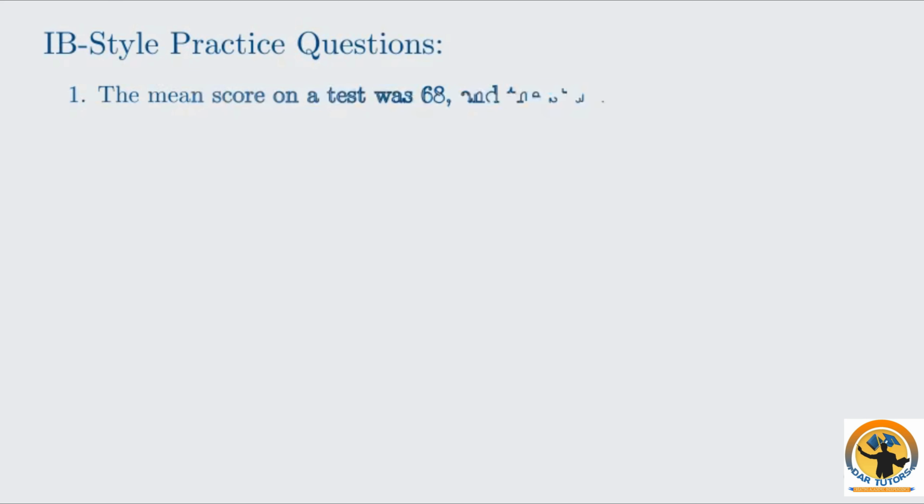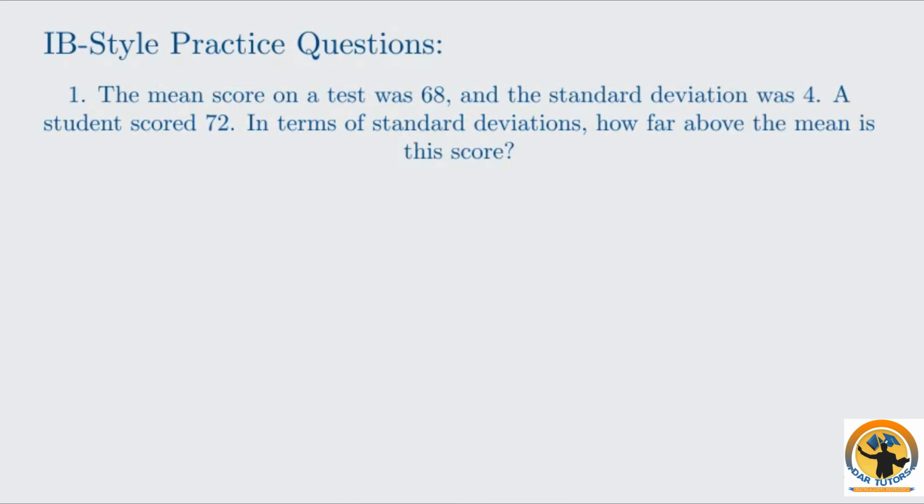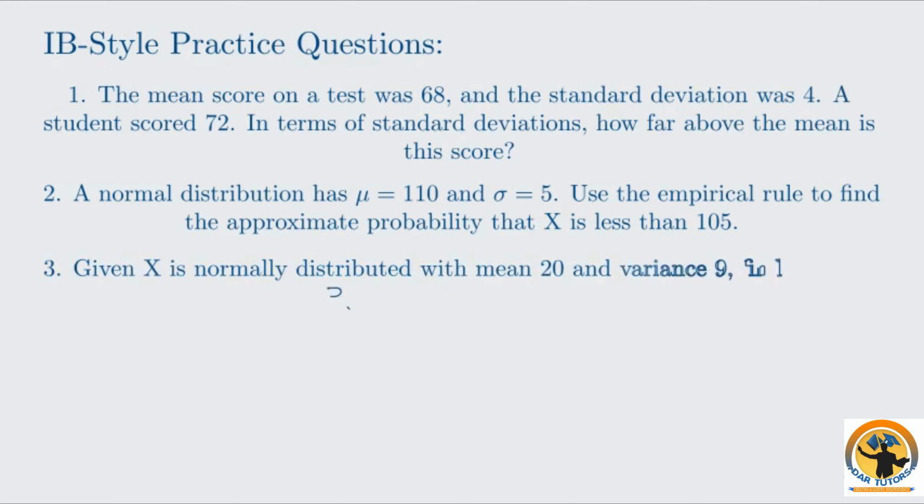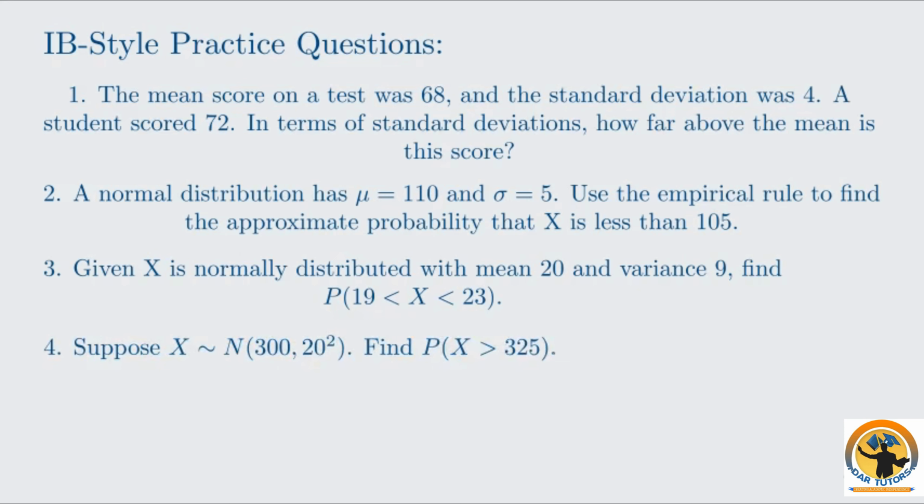1. The mean score on a test was 68, and the standard deviation was 4. A student scored 72. In terms of standard deviations, how far above the mean is this score? 2. A normal distribution has mu 110 and sigma 5. Use the empirical rule to find the approximate probability that X is less than 105. 3. Given X is normally distributed with mean 20 and variance 9. Find P of 19 less than X less than 23. 4. Suppose X is distributed normally with mean 300 and variance 20 squared. Find P of X greater than 325.